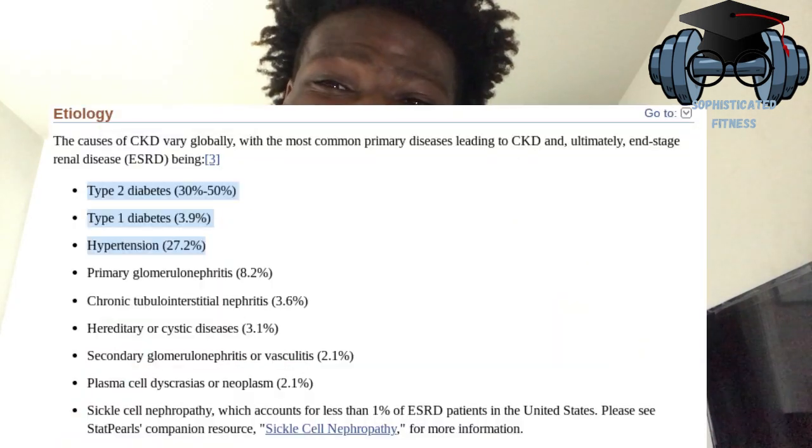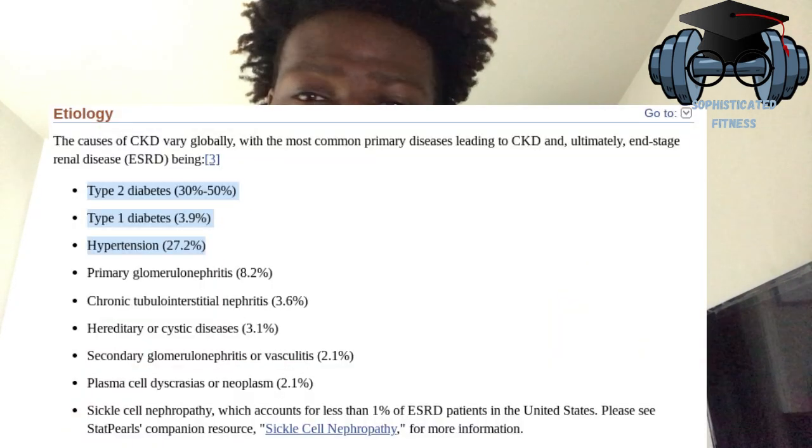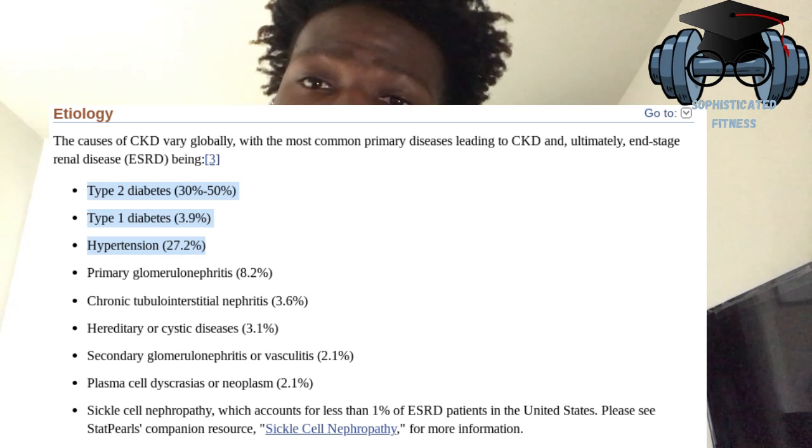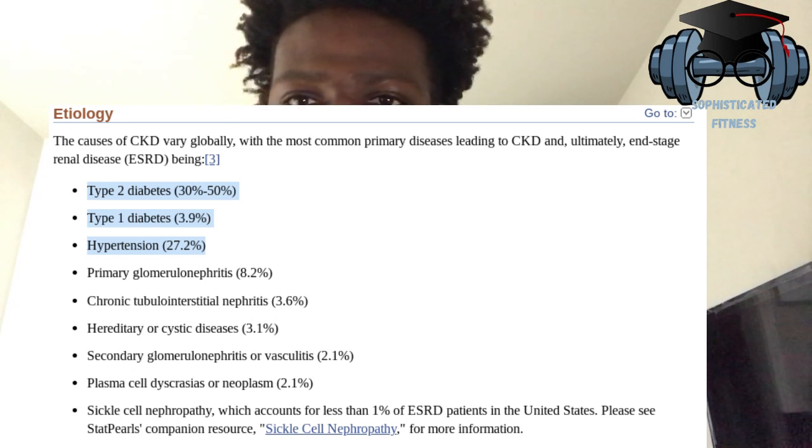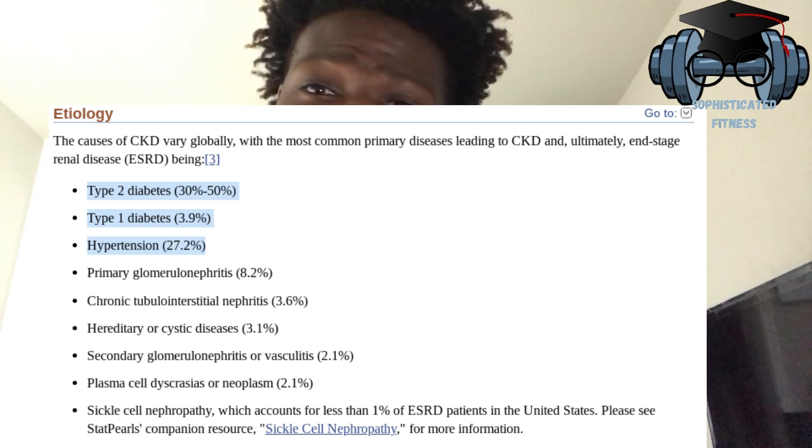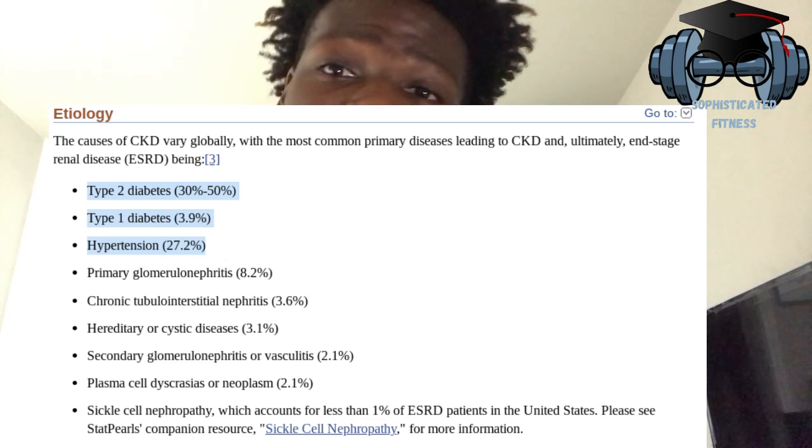On your screen, you should see a study that shows different causes of chronic kidney disease, but what I want you to focus on are the leading causes. The leading causes of chronic kidney disease are high blood pressure and diabetes. Now, high blood pressure and diabetes are conditions that either affect the structure of the kidney or the filtering mechanisms of the kidney. For example, let's say you have high blood pressure.